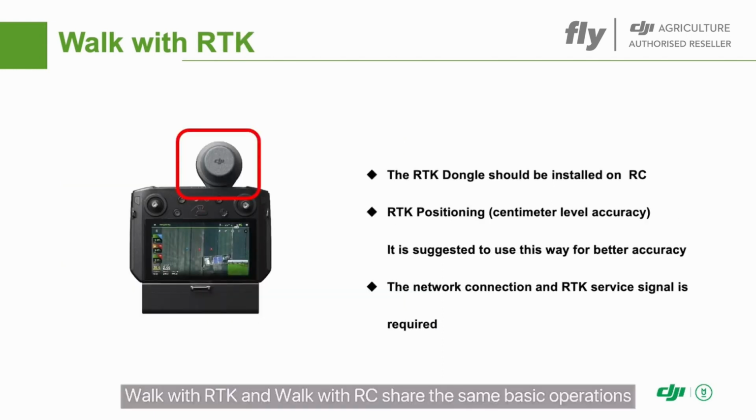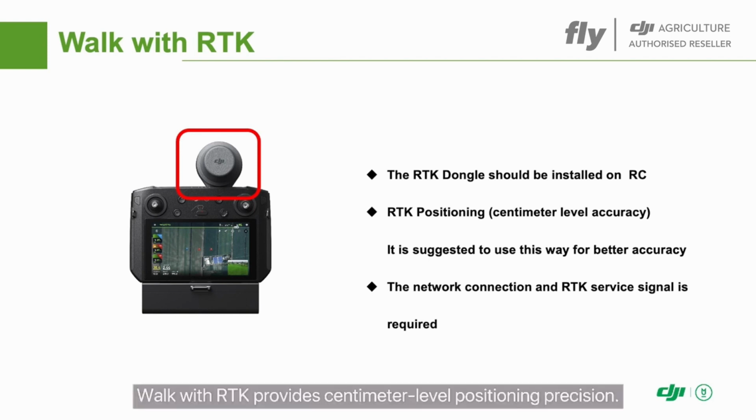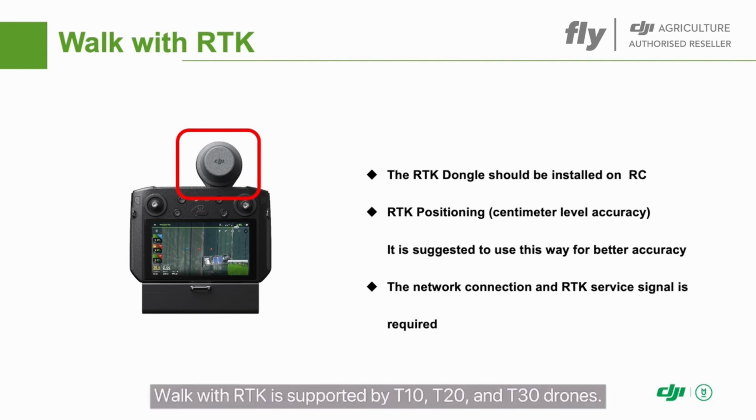Walk with RTK and walk with RC share the same basic operations, but due to the high precision positioning RTK module embedded in the remote control, walk with RTK provides centimeter level positioning precision. Walk with RTK requires connection to RTK signals. Network RTK is commonly used, which requires a strong network. Walk with RTK is supported by T10, T20, and T30 drones.